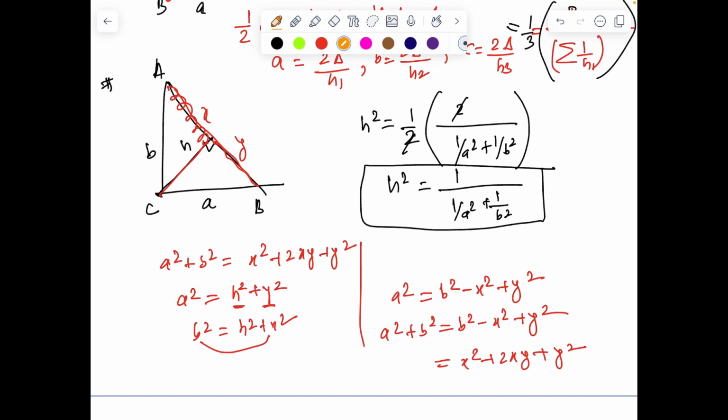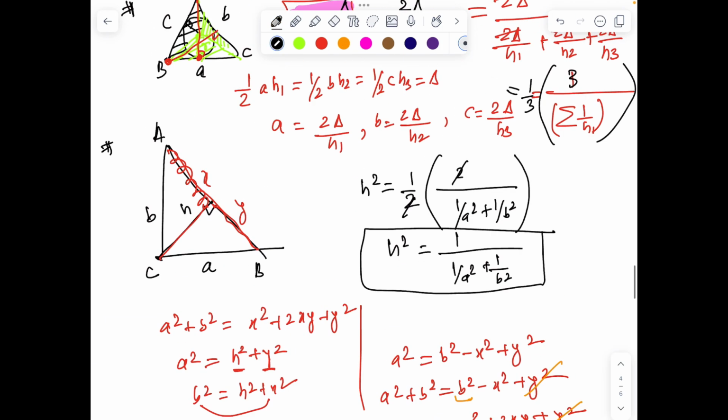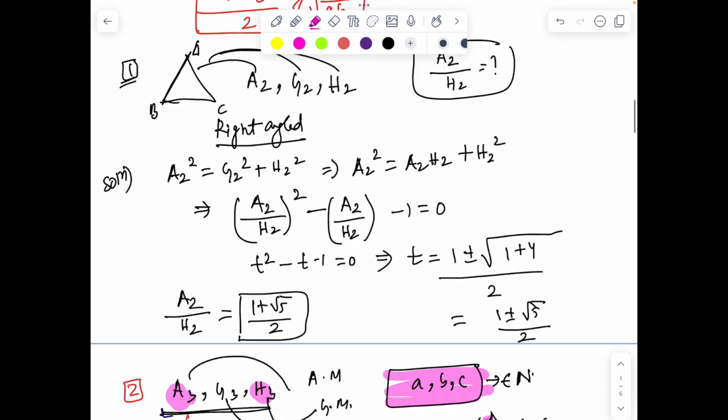Right. y square got cancelled. फिर similarly a square को आप कनेक्ट कर सकते हो, और जैसे ही कनेक्ट करोगे, thereafter you can see 1 by h square is 1 by a square plus 1 by b square. So these were very standard results, where you see how geometrically we can relate these AM GM and HM inequalities.